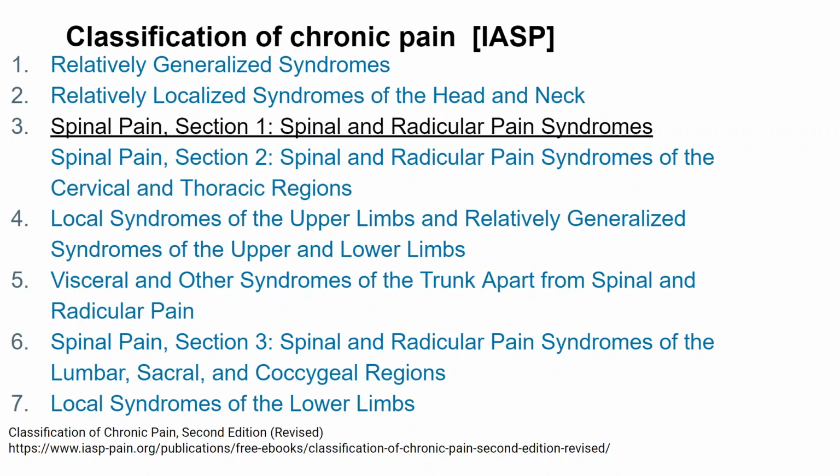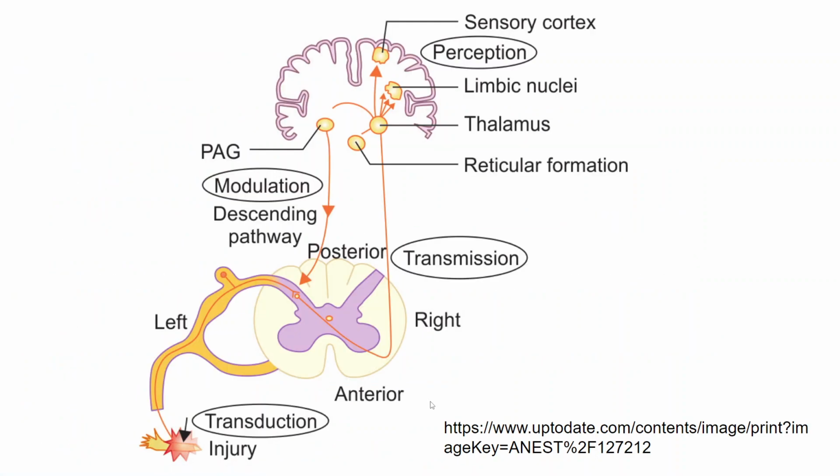Again, there are 2 categories, spinal and radicular pain, or radicular pain with the cervical and thoracic region as category 2. Local syndromes, where the upper limbs are relatively generalized, and maybe part of the upper and lower limbs. Visceral and other syndromes are categorized as pain category 5. Spinal pain, section 3, is radicular pain syndromes with lumbar, sacral and coccygeal involvement. The majority of patients with low backache, spinal injuries or disc lesions have these conditions. Then local syndromes of the lower limbs, where there could be pain sensation as such.